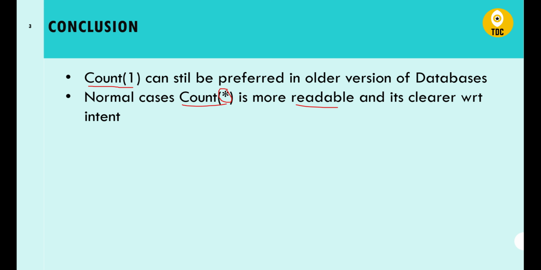The only rare scenario where count of one can still be used is if you are using a very old or legacy version of a database. In that case you can still use count of one, which might still be better in terms of performance compared to count of star. Otherwise, in all modern databases, there is no difference because the query optimizer will internally treat both in the same way.